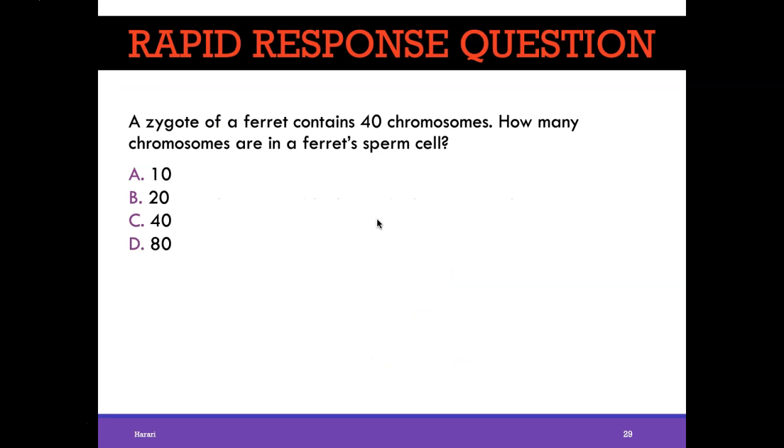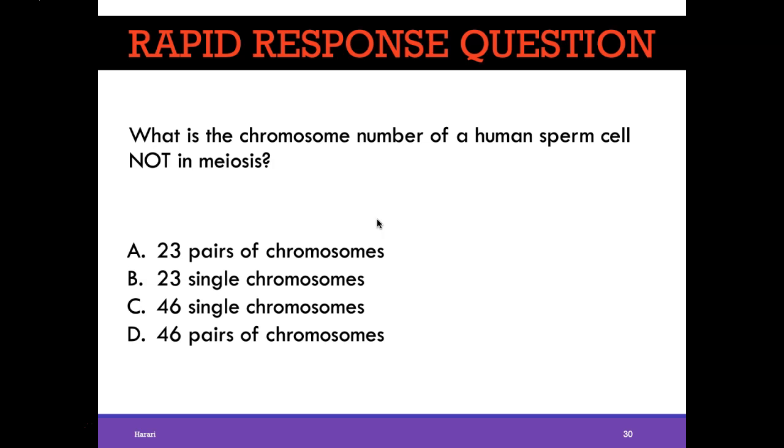If a zygote of a ferret contains 40 chromosomes, how many chromosomes are in a ferret's sperm cell? Pause here. And the answer is B, 20. So there must be 20 in a sperm cell and 20 chromosomes in the egg cell, so when they come together, that zygote has 40 chromosomes. What is the chromosome number of a human sperm cell not in meiosis? So an average human sperm cell has how many chromosomes? The answer is B, 23 single chromosomes.